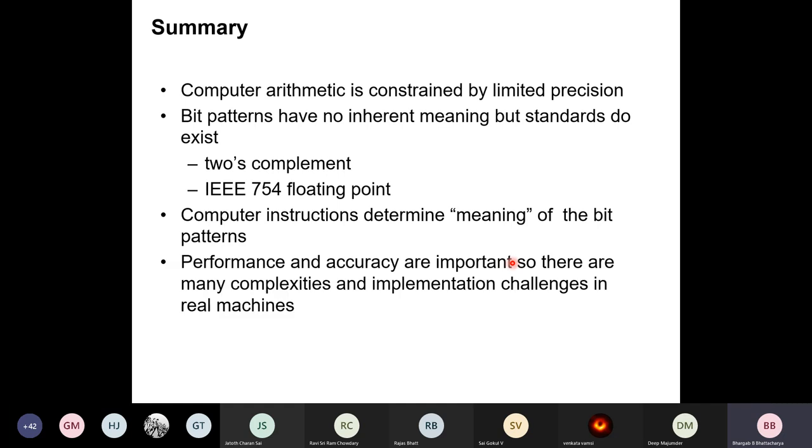Performance and accuracy are very important while you're designing hardware. And as you see, there are many complexities and implementation challenges when you design the supporting hardware for implementation of different instruction sets. So that's all about the summary. And in conclusion, let me just discuss a small problem with you.